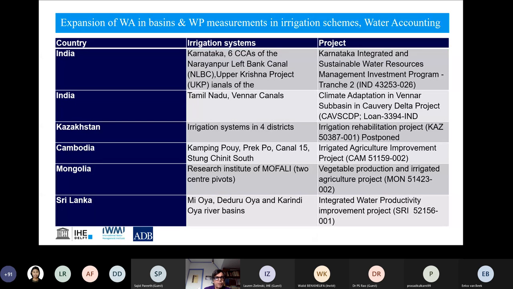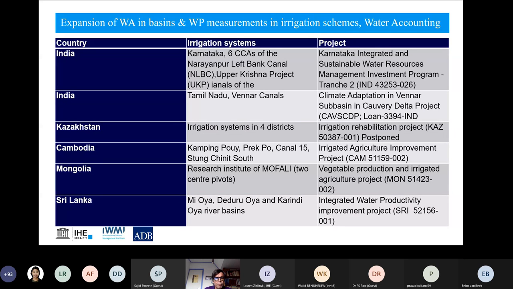So here you see a list of the projects that we have done for water productivity specifically. Tomorrow we will discuss more on water accounting. You see we have done 2 projects in India, Karnataka and Tamil Nadu. Those are projects on water productivity that are supporting the projects you see on the right-hand side of the slide. Those are the ADB projects. One in Kazakhstan, unfortunately that project is postponed, but we do water productivity work in irrigation systems, and that's hopefully useful for the future to identify investments.